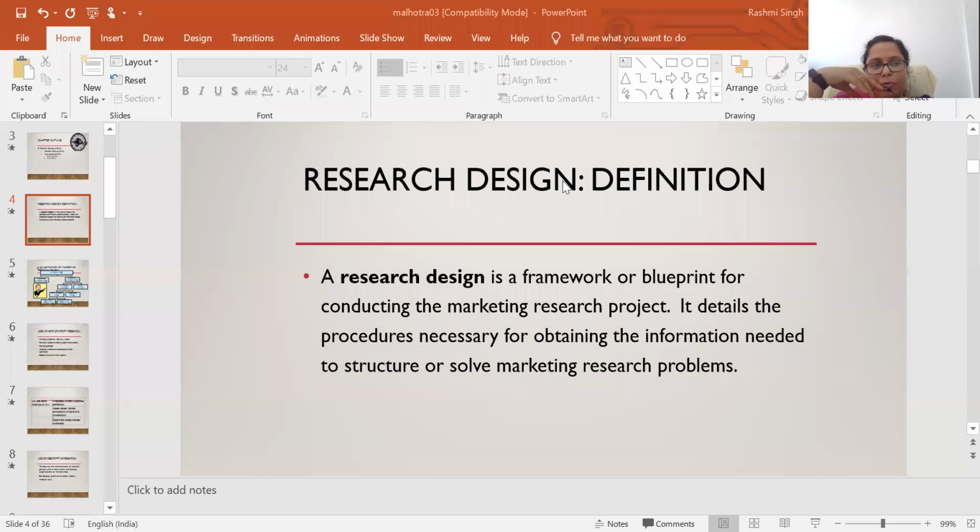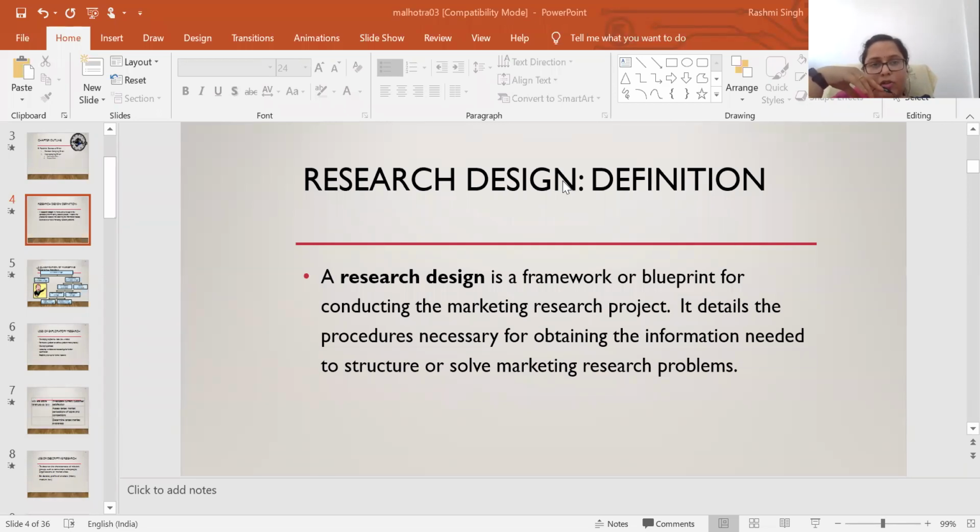If you have some problem in your hand, you have defined your objective from that problem. Like for this problem, I want to perform this research, and this is the objective of my research. Now the question will be, how will you do your research? So research design will provide you some framework, or some blueprint. It will talk about your questionnaire. It will talk about your variables in detail.